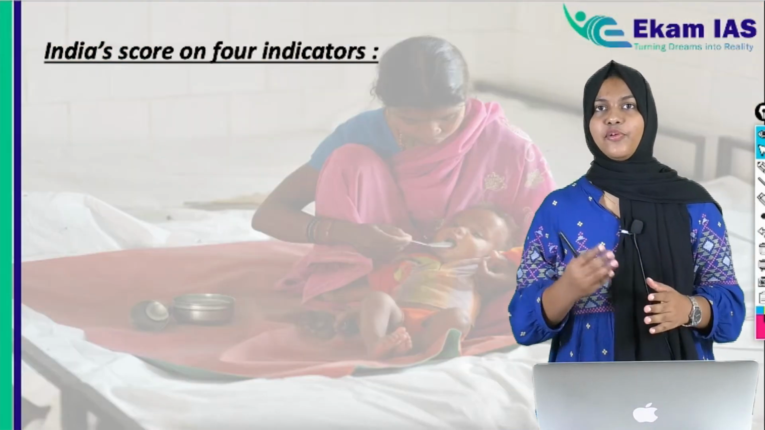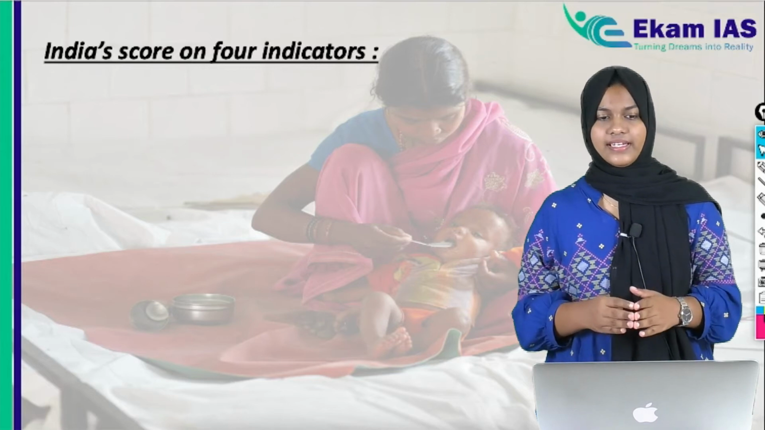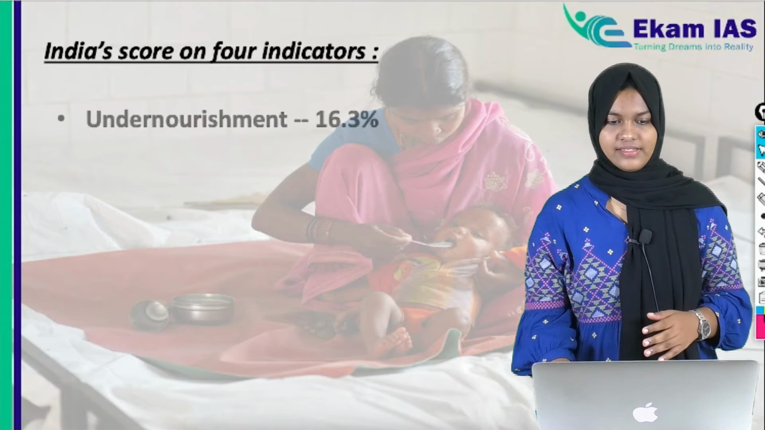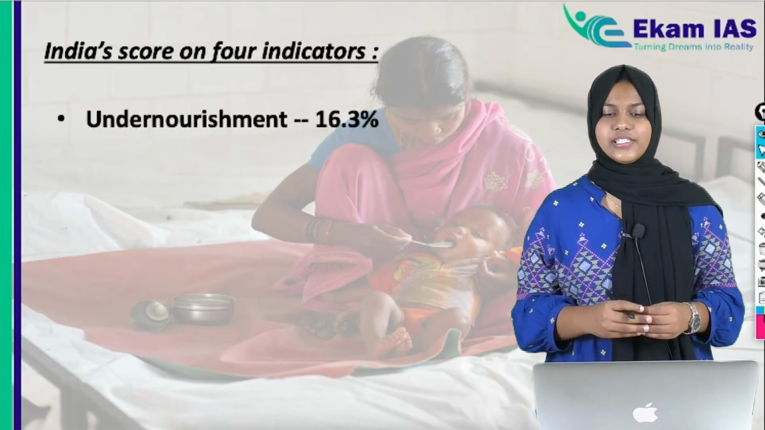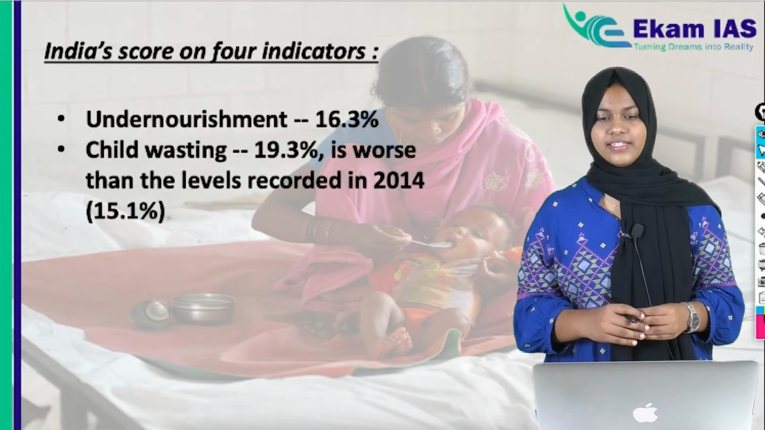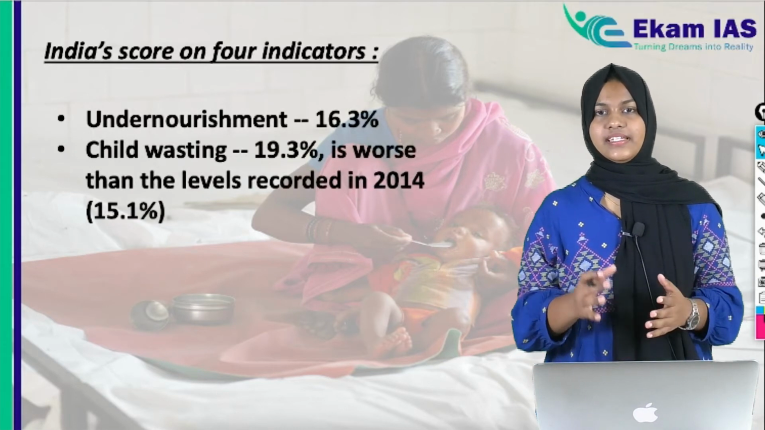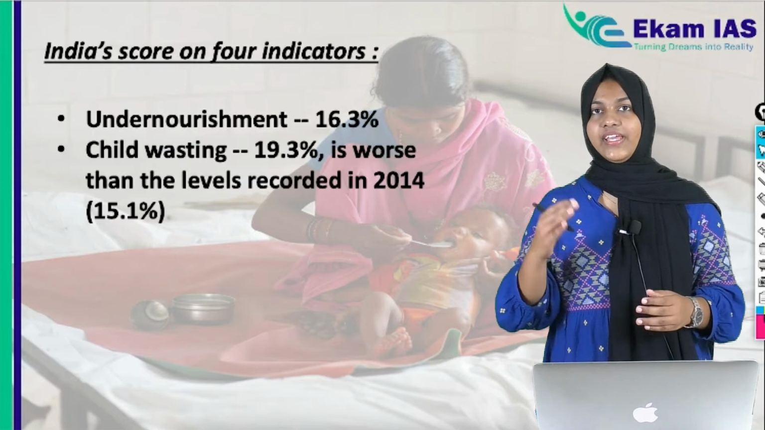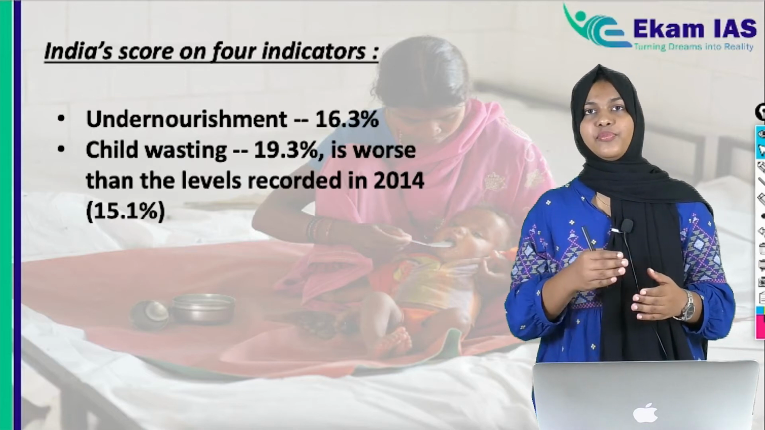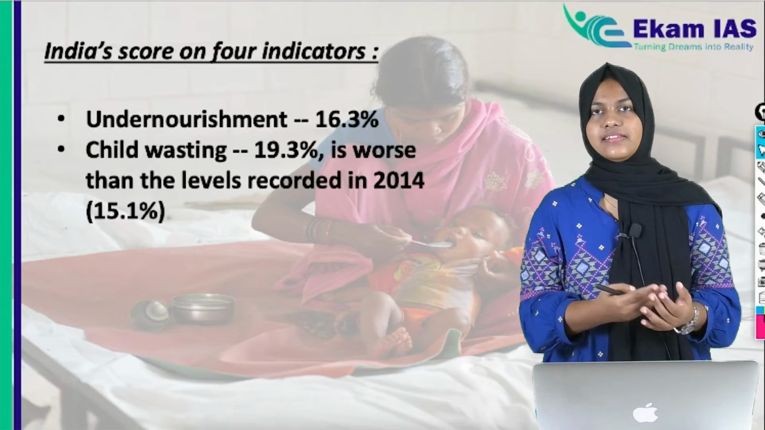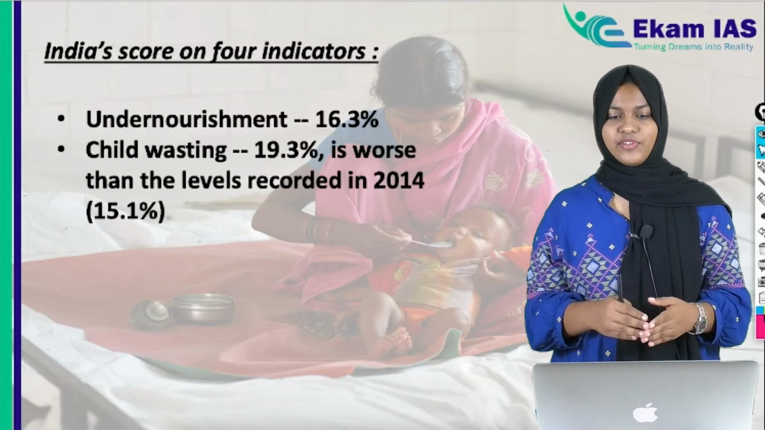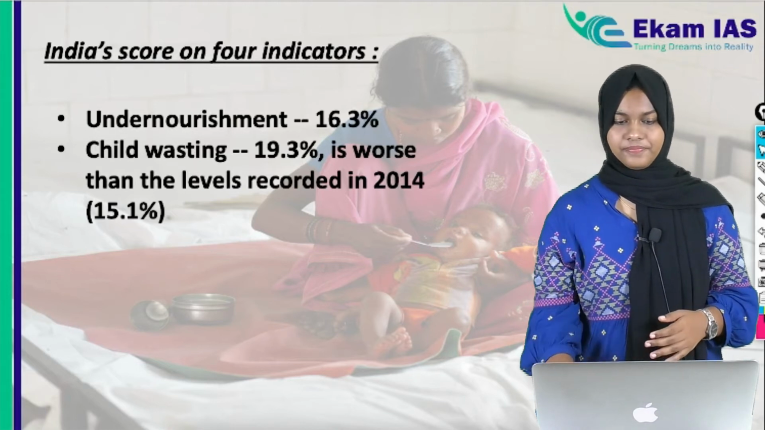So we have seen the 4 indicators for the global hunger index. Now let's see India's score in these 4 indicators. For undernourishment, India has secured 16.3%. Then for child wasting, it is the worst, that is 19.3%. We recorded the worst in 2014, which was 15.1, and the latest, that is this 2022 index, is again worse than 2014, which is 19.3.